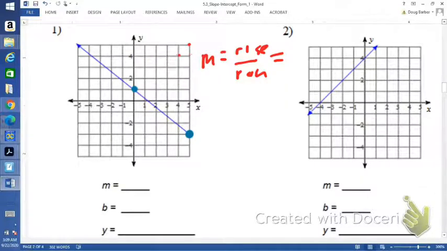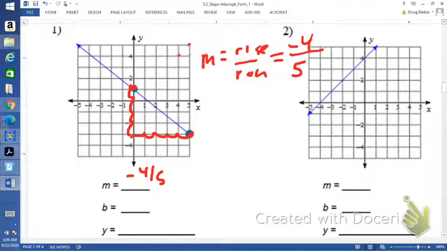Alright, if we were given 2 points, we would use the slope formula, y sub 2 minus y sub 1 over x sub 2 minus x sub 1. Alright, so our rise. To go from this spot to this spot, we have to go down 1, 2, 3, 4. Since we went down, our rise is going to be negative. And then we go over 1, 2, 3, 4, 5. Since we went to the right, our run is positive. So our final slope is negative 4/5.